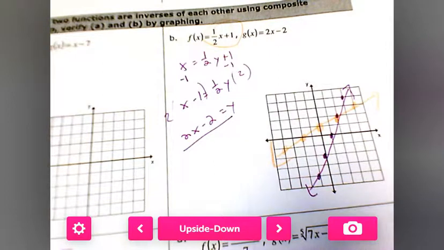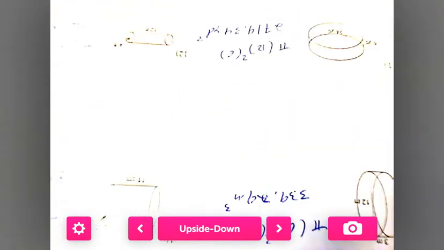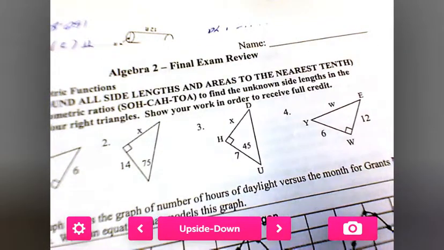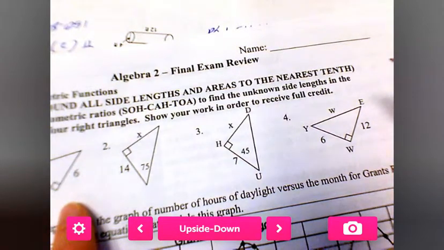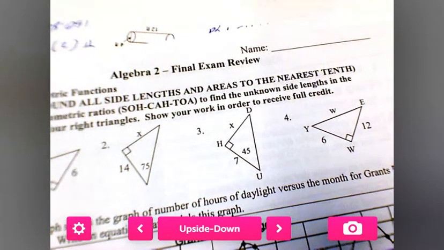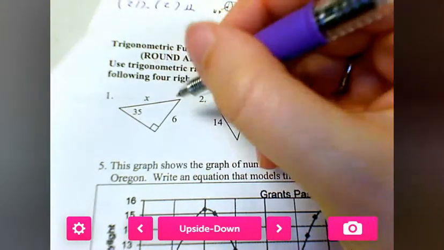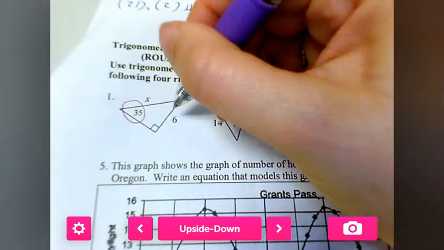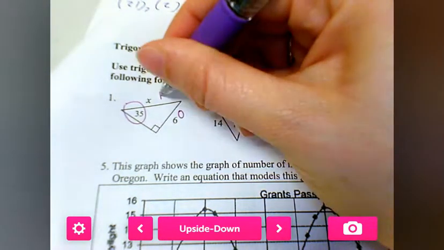Okay? All right. So we're right here. Remember that 1, 2, 3, and 4 are all dealing with SOHCAHTOA, guys. So it's just sine, cosine, and tangent. So for example, number 1, remember this is the angle I'm dealing with. So this is the opposite, and this is the hypotenuse.